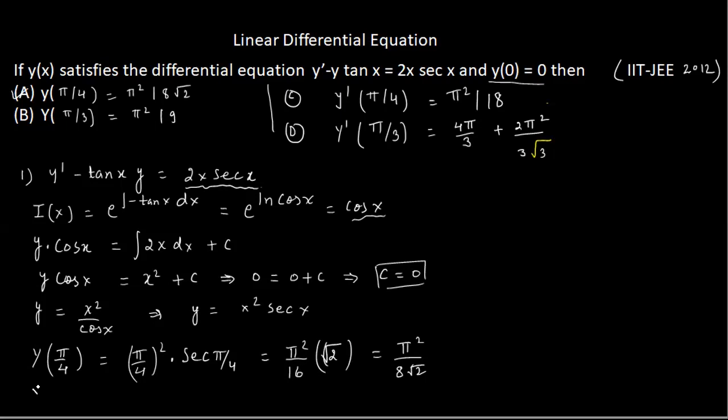Next, let us find the value of y at pi by 3. So this is pi over 3 square into sec pi by 3, which becomes pi square over 9 into 2, which becomes 2 pi square over 9. So option B is incorrect.